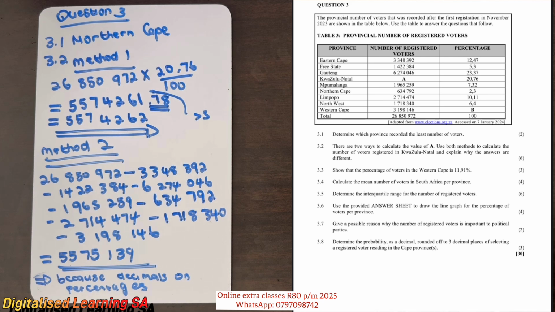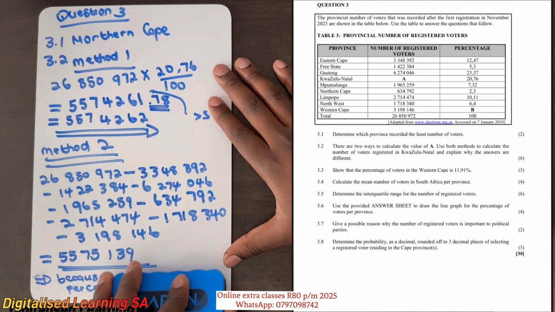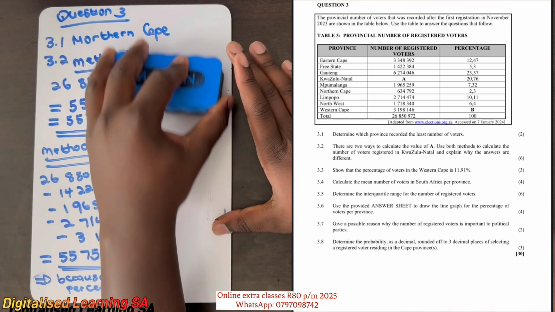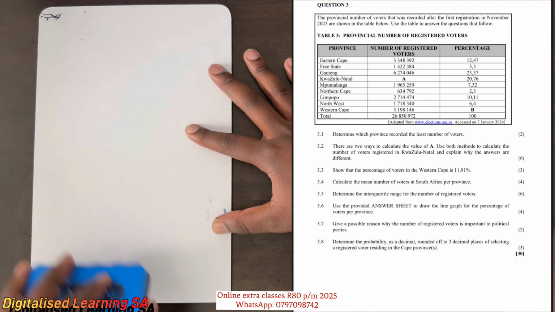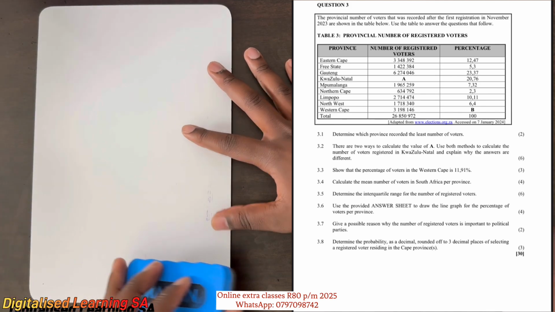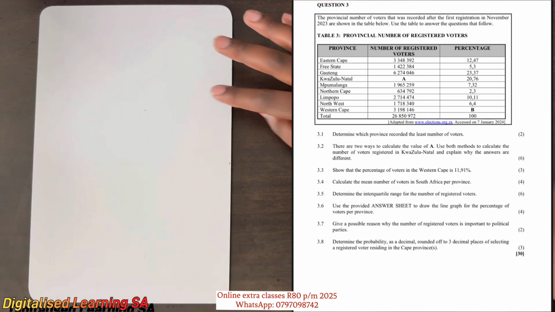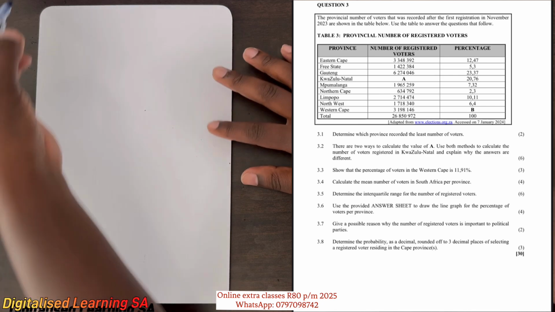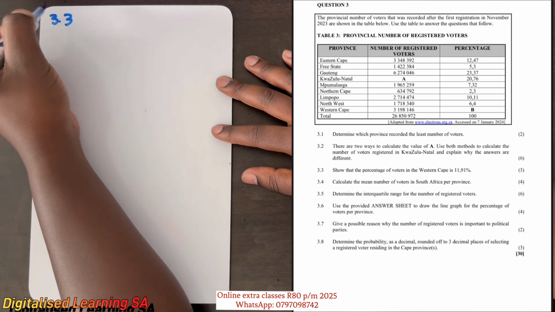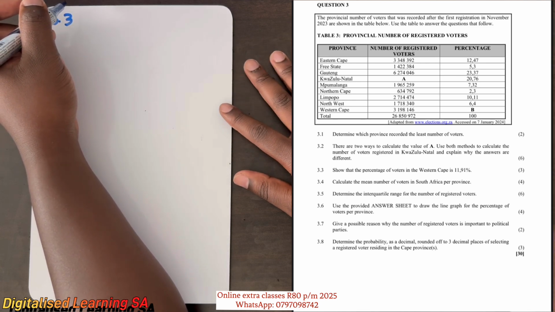Okay, so now let's move to question 3.3. To do that, we can just clear everything so that we can have enough space to answer that question. So question 3.3 says show that the percentage of voters in the Western Cape is 11.91.